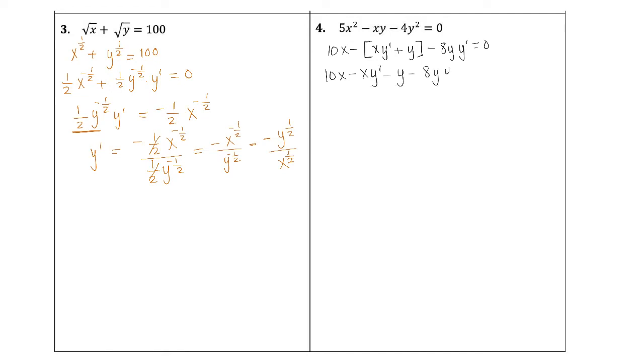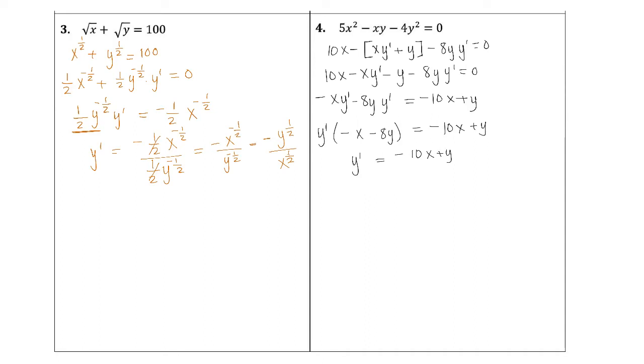And then after we do all of this, we are going to isolate our y prime on one side and move everything else over to the other. So I'm going to have negative x, y prime minus 8y, y prime equals. Now I'm going to subtract 10x over. I'm going to add y. And now over on this other side, we do need to factor out y prime. We have negative x minus 8y equals negative 10x plus y. And finally, we have y prime equals negative 10x plus y, all of that over negative x minus 8y.